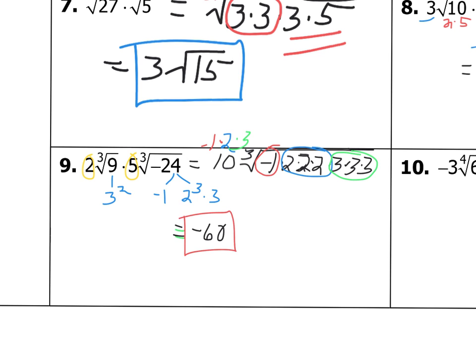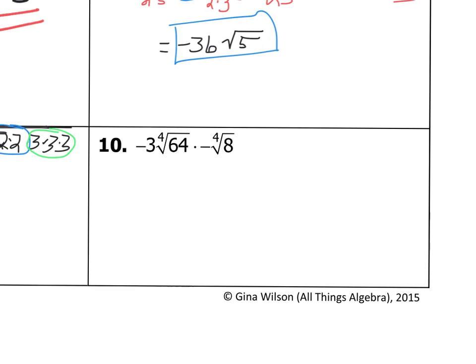Final answer. All right, so then for number 10, the only thing I'm going to say about 10 is, just remember you're multiplying coefficient to coefficient. So this would be a negative 3 times a negative 1. So you'd have a positive 3 out in front. And then 64 is 6 2's, and then 3 more 2's. So you'd have 9 2's altogether.